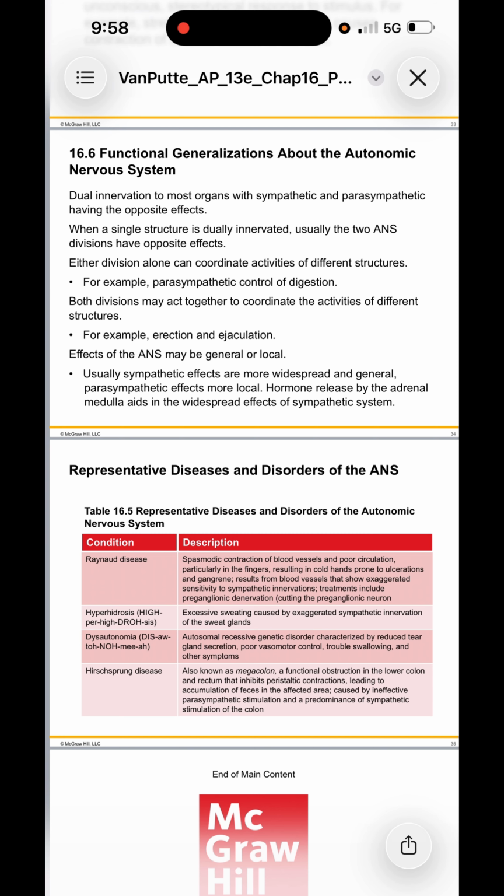Effects of the ANS may be general or local. Usually, sympathetic effects are more widespread and general, and parasympathetic effects more local. Hormone release by the adrenal medulla aids in the widespread effects of the sympathetic system.